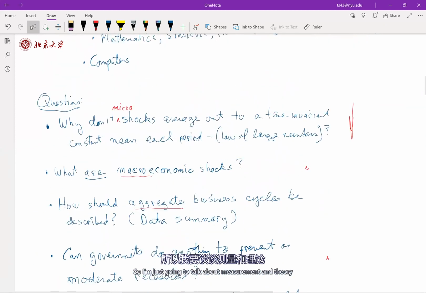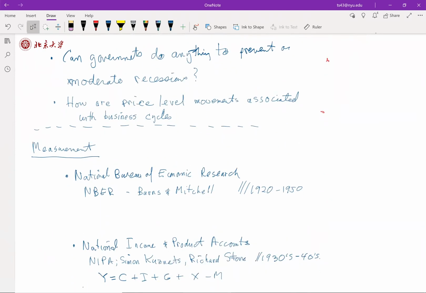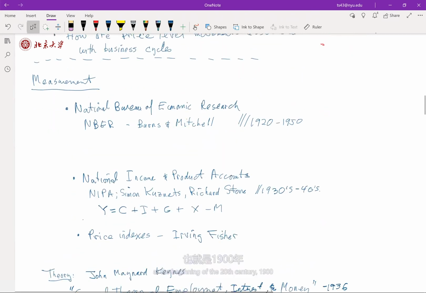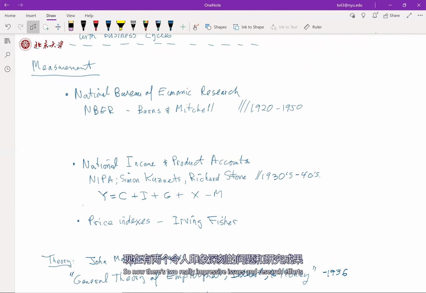So I'm going to talk about measurement and theory and tell you the history of it. So put yourself at the beginning of the 20th century, 1900, and you have these ideas. Marx wrote in 1860, 1870. So people are writing about business cycles in words, but they don't have many numbers. Now there are two really impressive issues and research efforts, and these are all about measurement.